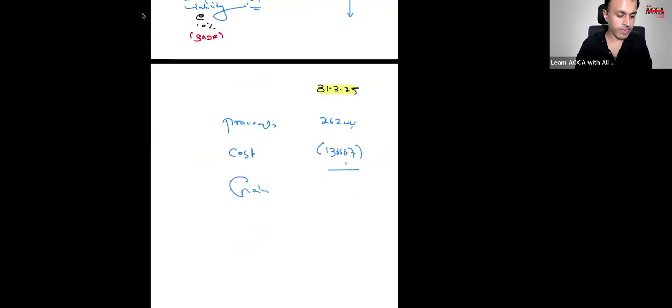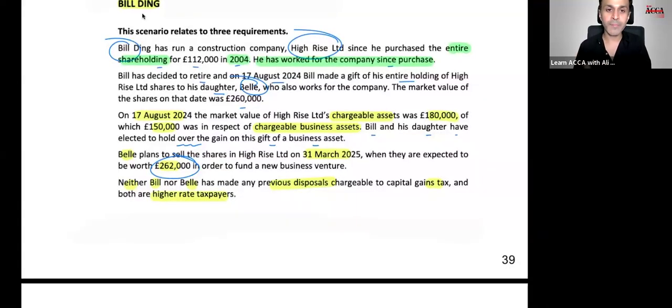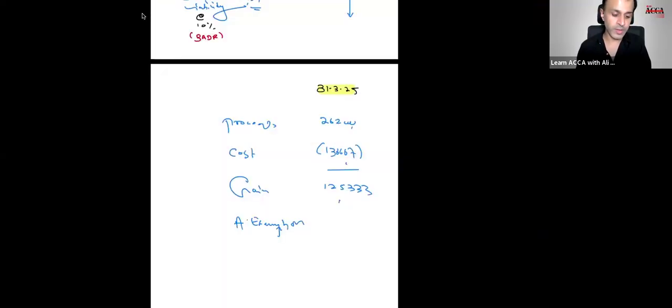Now, will this attract any relief? This is the disposal of shares, so it won't attract any gift relief. She is planning to sell the shares for 262,000. I will make use of the annual exemption, which will take the whole of the gain down to 125,333. 125,333 minus 3,000 is 122,333.